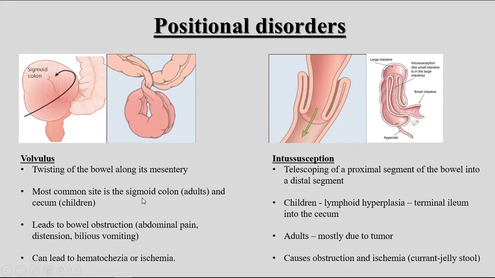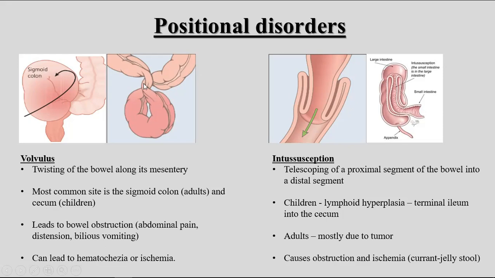And this is very commonly seen in the sigmoid colon in adults, whereas in children it's more commonly seen in the cecal region. So in adults they would present with left lower quadrant pain, but in children it would be right lower quadrant pain, and it presents very similarly to appendicitis. So if you have a child who presents with right lower quadrant pain, sometimes it can be volvulus, which is a lot easier to treat than appendicitis.